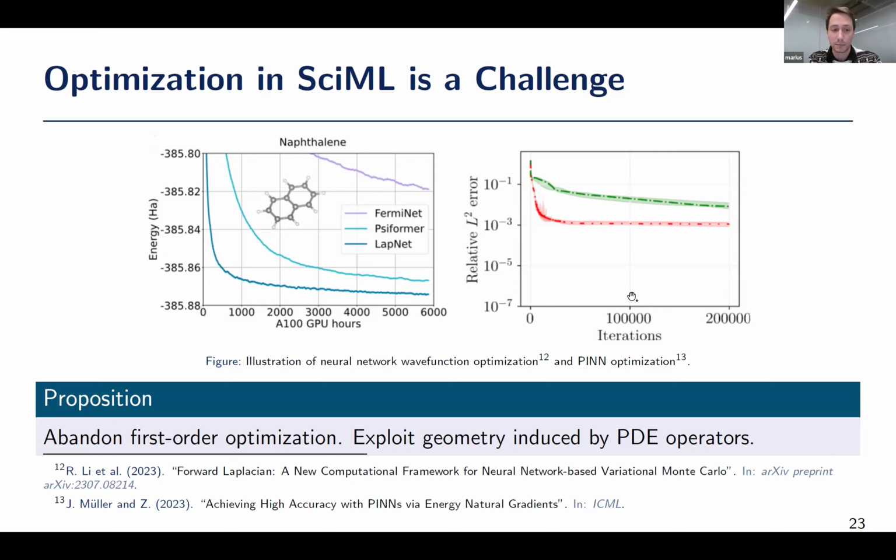And this is a picture of a paper by Johannes Müller and me, where we tried, this is a very simple problem, it's just a Poisson problem, where you see that if you use the PINN formulation and a first order optimizer, the red curve, in this case is Adam, and the green curve is gradient descent, they will take a lot of iterations and then also not reach high accuracy. So what I propose for this talk, or as a general discussion point, is maybe one should try to abandon first order optimization for these type of problems. And instead one should look to exploit the geometry that is induced by PDE operators.